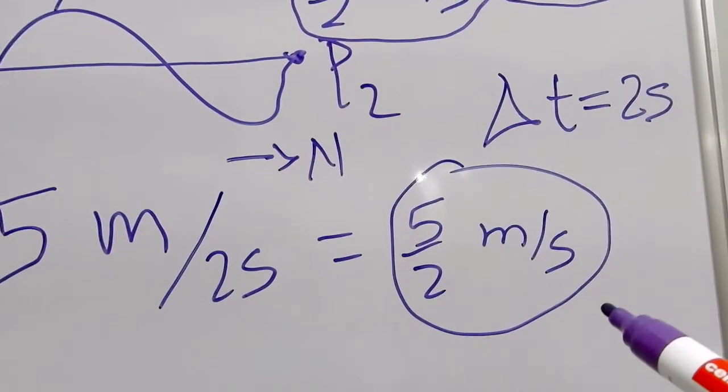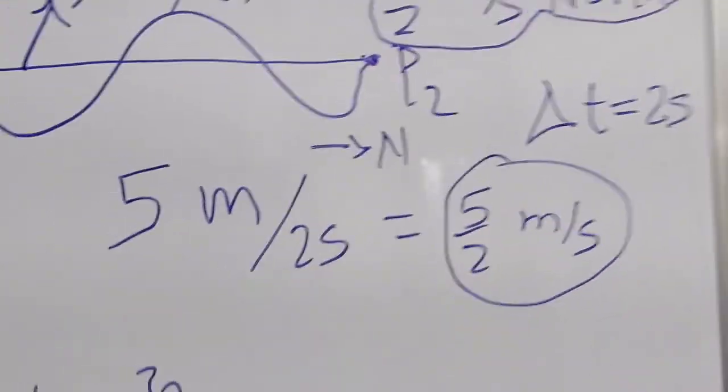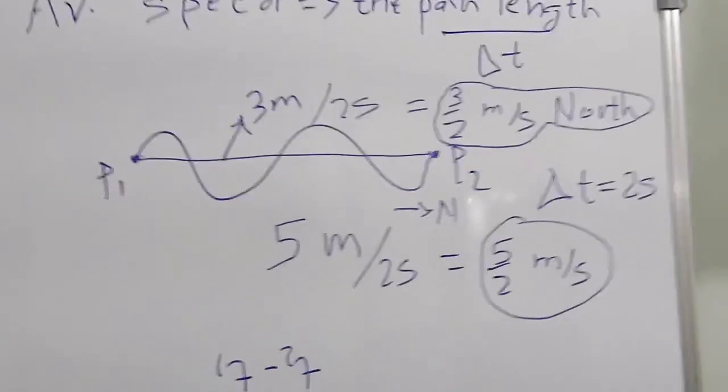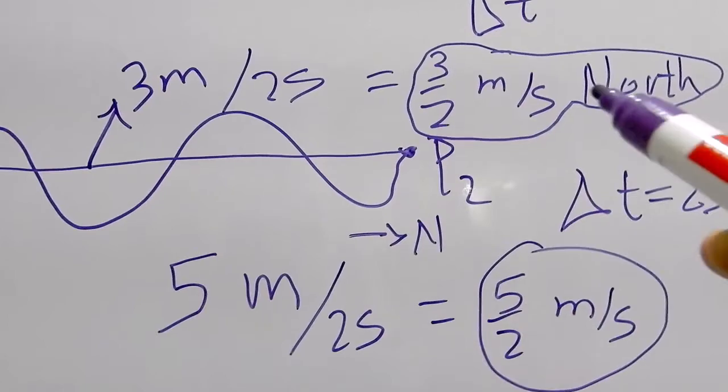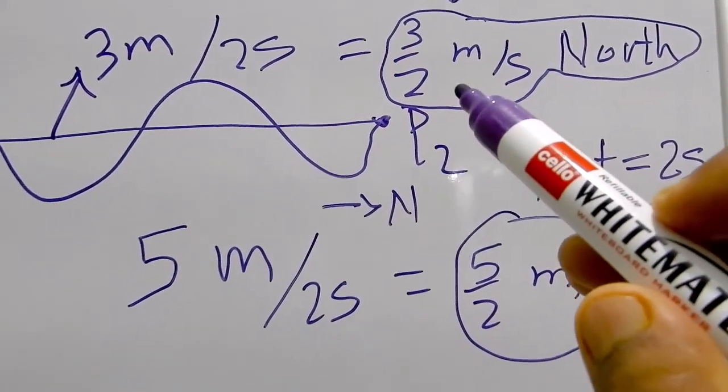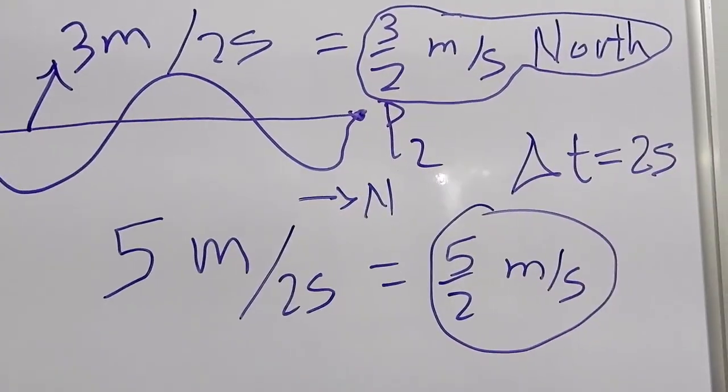So average speed is different. Remember, average speed is always greater than the magnitude of average velocity. As you can see, 5 by 2 is much greater than 3 by 2. So that's it.